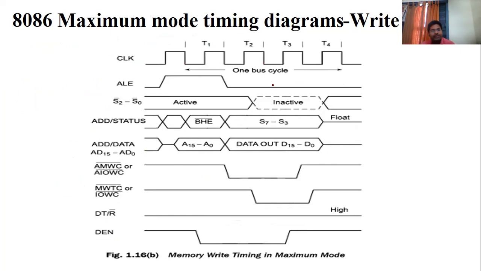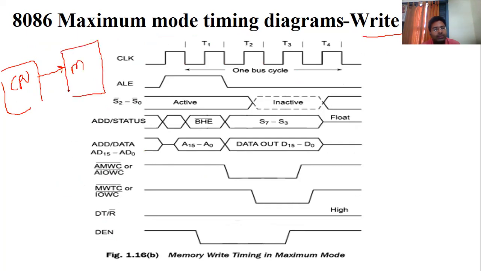This is also very much similar to the minimum mode operation of a write cycle. So this is the maximum mode operation of the write cycle. Write means the CPU sends information to the memory. Whatever information is stored in the CPU is sent to the memory. So this is the write operation.